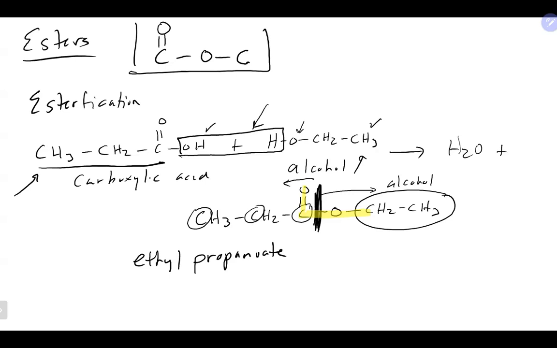No numbers, no nothing. That's basically the deal there. So the carboxylic acid gets the -oate, and the alcohol part is named as a group.